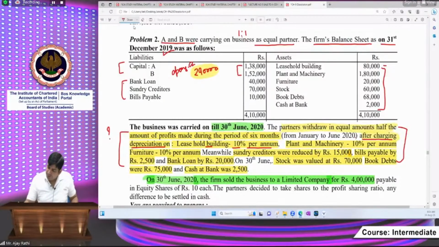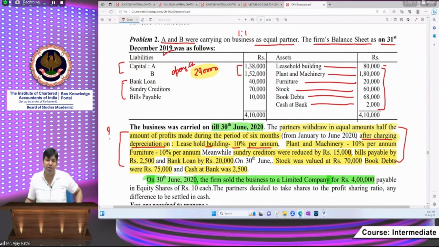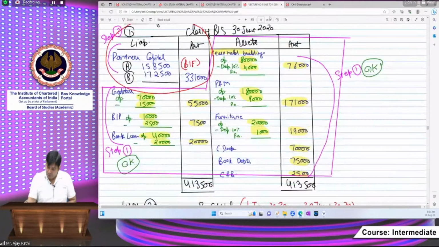So we have put leasehold building, plant and machinery, furniture, stock, book debts, and cash and bank. All the things have been given by the question, and we have put them in the updated balance sheet. Bills payable, sundry creditors, bank loan, all the things have been given. Now, better do the total of the balance sheet. Please focus on the portion which I am highlighting only. We have the asset side complete. Yes, sir.